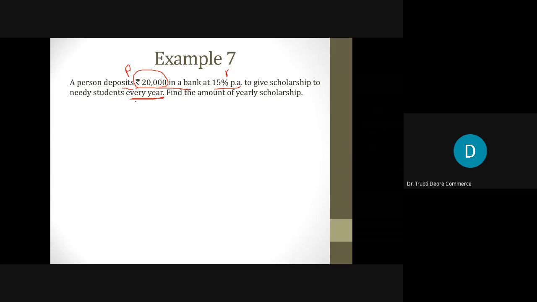Every year means what? You have to check out X is yearly, N is yearly, and R also yearly. And what we have to find out? Find the amount of yearly scholarship. Yearly scholarship means you have to find out X, periodical installment.